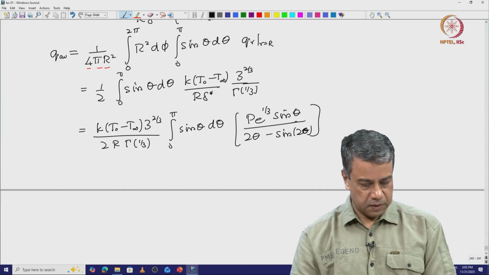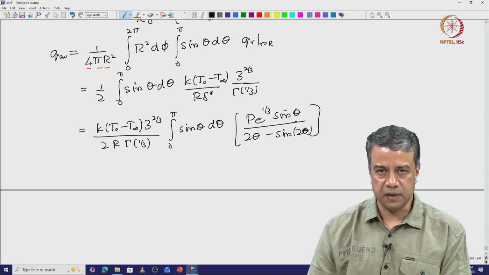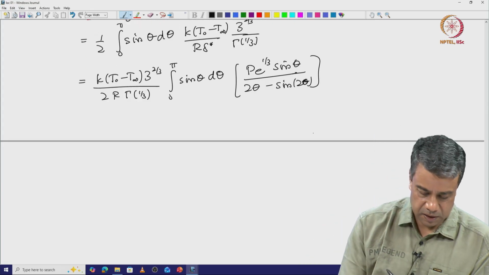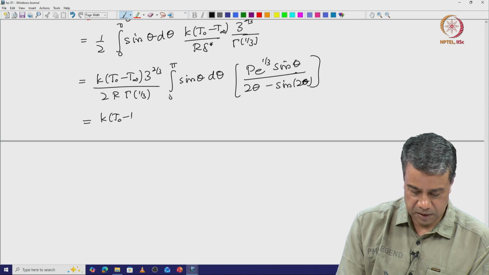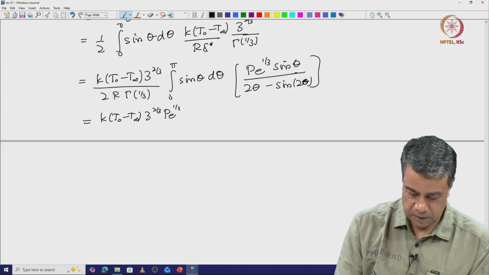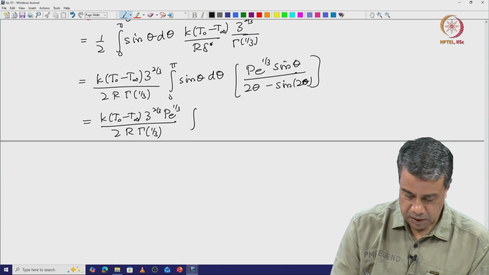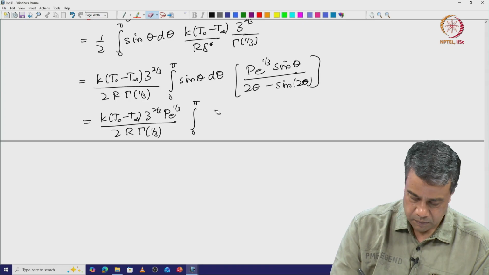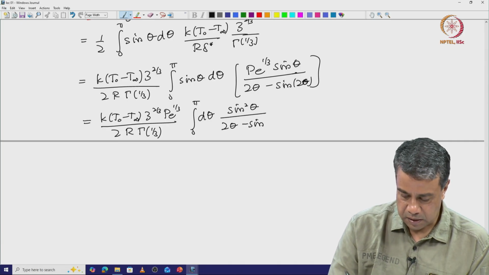And this integral can be calculated. I will not go through the details of the algebra. All I will say is that Peclet number power 1/3 can be taken out. T naught minus T infinity, 3 power 2 by 3 into Peclet power 1/3 divided by 2 R gamma of 1 by 3, integral 0 to pi sin theta d theta into sine squared theta by 2 theta minus sine 2 theta.